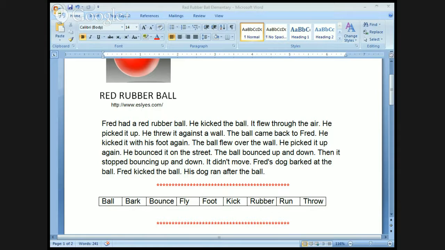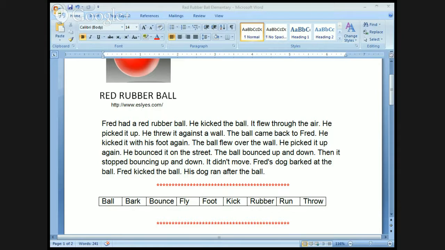Great. That is correct. Yes, Fred had a red rubber ball. Did Fred kick the ball? Yes, that is correct. Fred did kick the ball. Did the ball fly through the air? Yes, it did. The ball flew through the air.